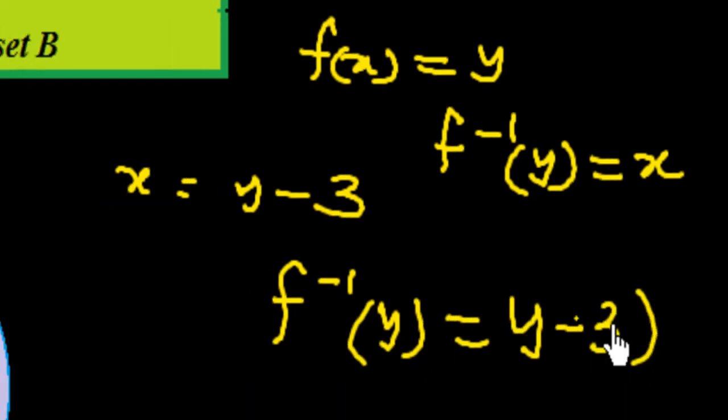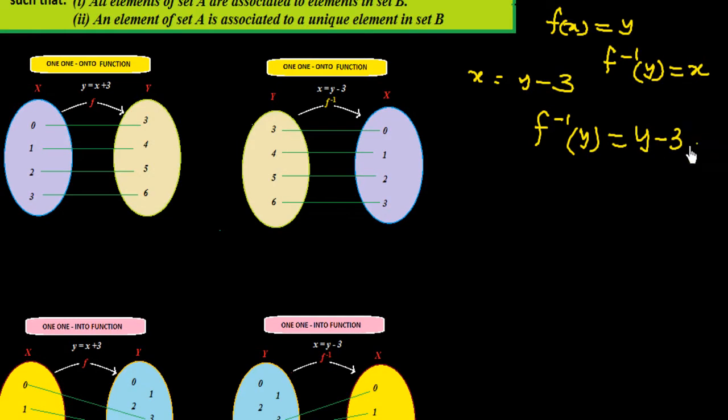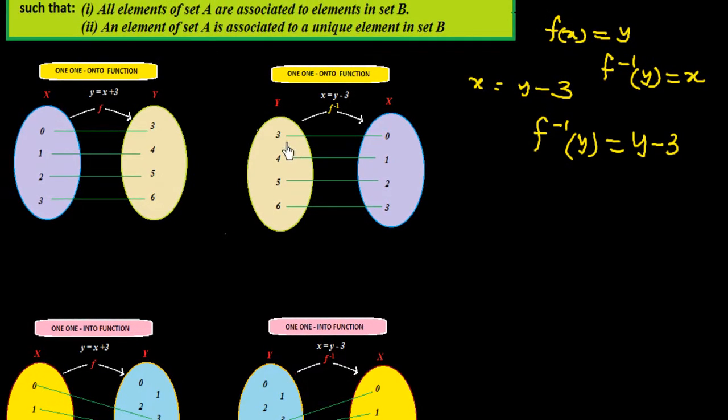Now this function is in terms of y. Here you see if we put 3, then 3 minus 3 is 0. If you put 4, 4 minus 3 is equal to 1. If you put instead of y 5, 5 minus 3 is 2. If you put 6, 6 minus 3 is 3. So here it also satisfies our function definition. All the elements of set A are associated to the elements inside B. All the elements of this set Y are associated to the elements of set B.